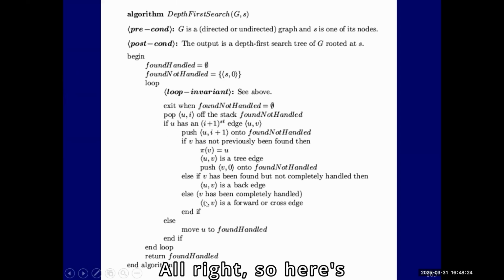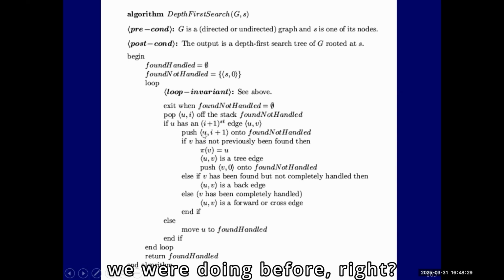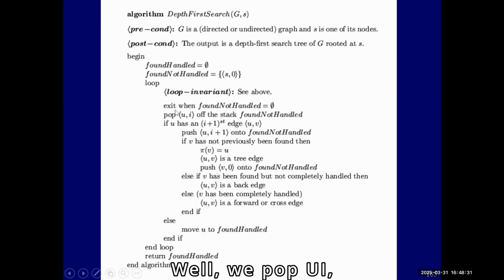All right, so here's just the same as we were doing before. We pop u_i, we follow the i plus first edge, and if v hasn't been found, then we find it, and we know its parent. If it's found but not completely handled, then it's a back edge, which creates a cycle. And if it's completely handled, then we have a forward edge or a cross edge.